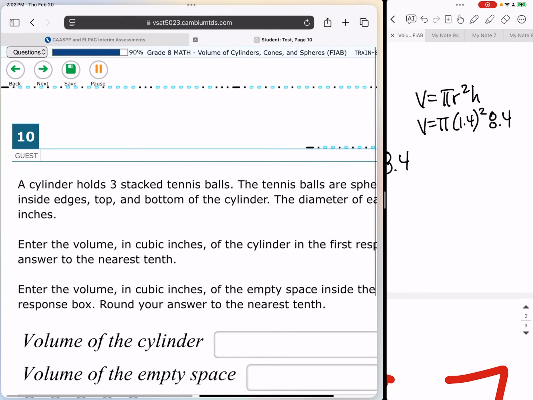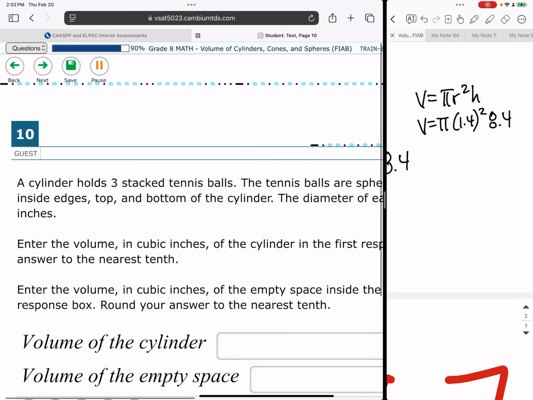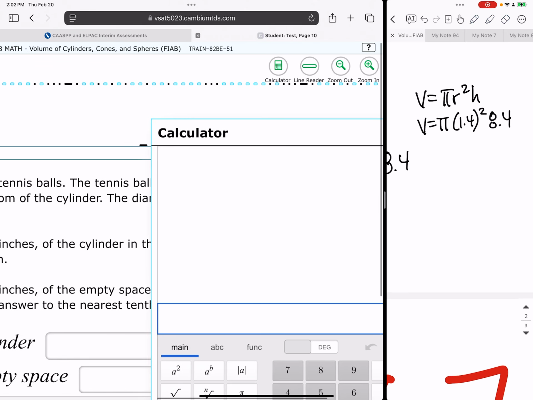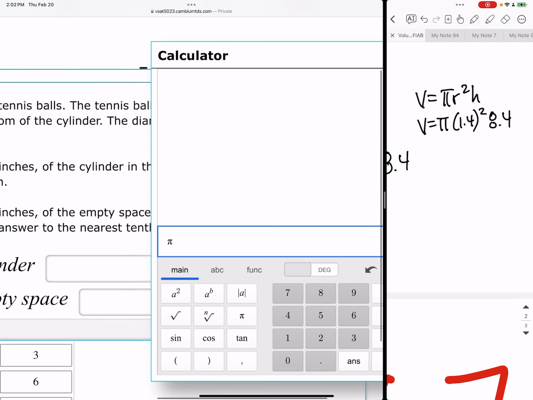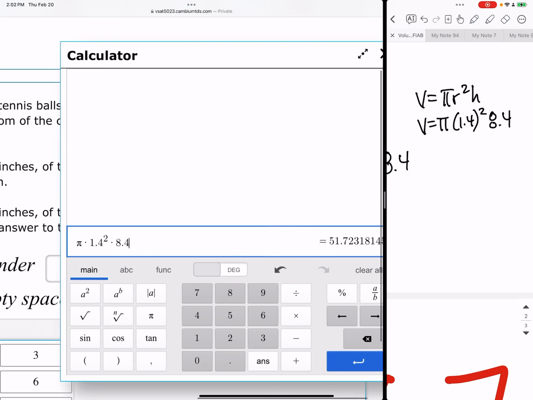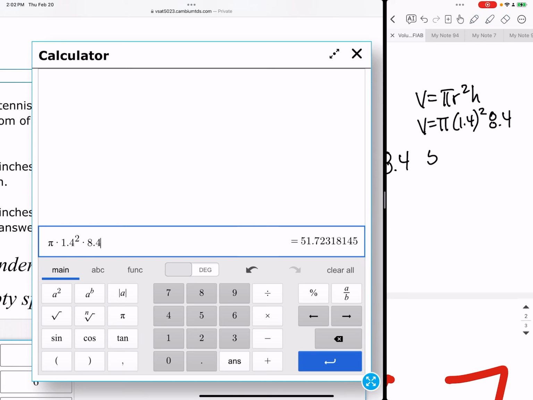I'll go back to the calculator. I'm going to do pi times 1.4 squared times 8.4. So the volume is 51.72. That's how much the tennis ball container holds.